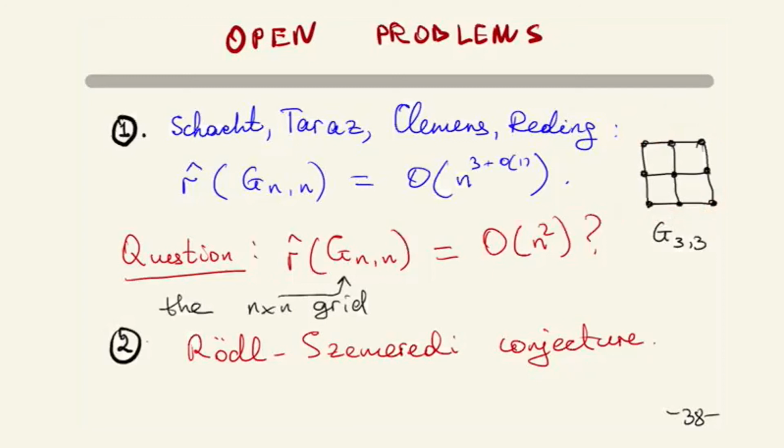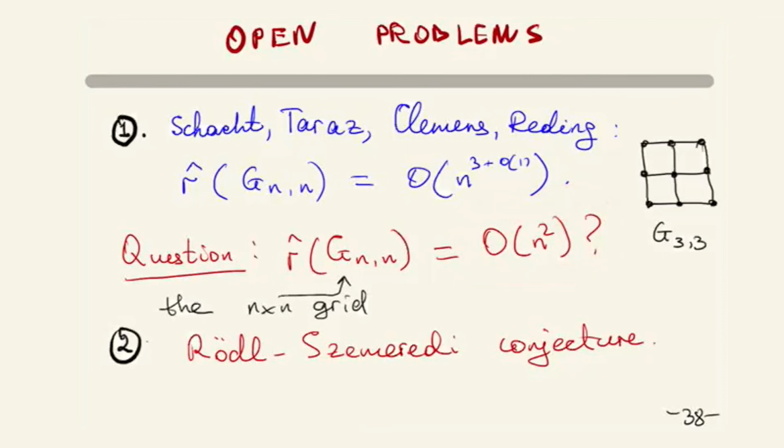So it could be interesting to actually think about whether this guy has a linear Size Ramsey number or not. And a result by Schacht, Taras, Clemens, and Redding shows that the grid has a Size Ramsey number n to the 3 plus little o of 1. But of course, the question is, okay, what's the truth in between these two? Is it linear, meaning that if it's an n by n grid, I have n squared many vertices? So the question would be, does the grid have linear Size Ramsey number or not?